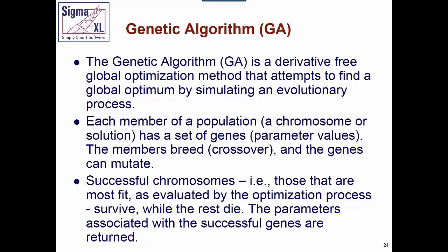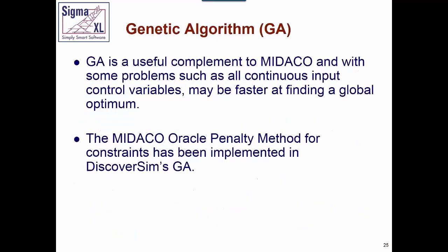Our GA, genetic algorithm, is another evolutionary algorithm, and really the key point here is that we've improved it to be stronger at handling constraints using MIDACO's constraint handling penalty method, called the Oracle penalty method.